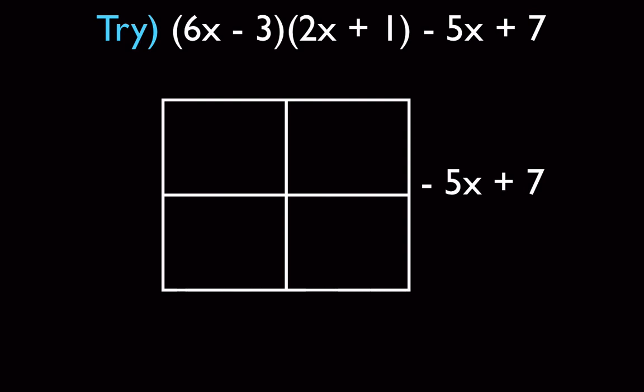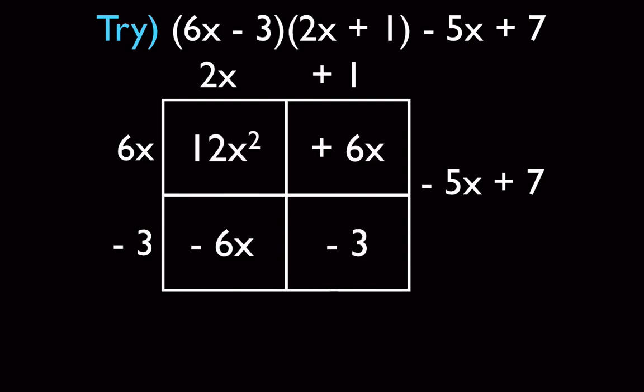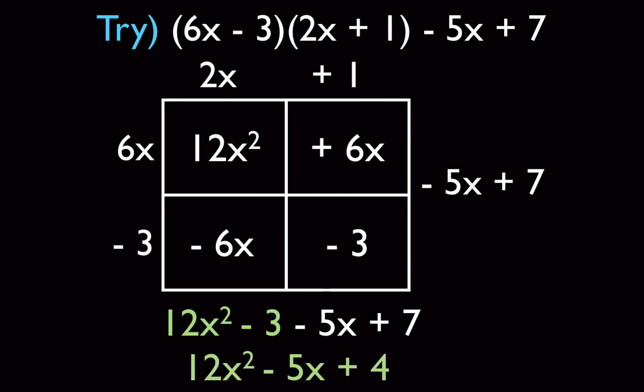So notice I use my Punnett square, and I'm going to go ahead and bring down and label the sides. What you'll notice right off the bat is I have a 6x and a negative 6x. Those are going to cancel out. So all I'm left with is 12x squared minus 3, and then my minus 5x and positive 7 that come down from above. When I combine that all up, I'm going to get the negative 5x, and the negative 3 and positive 7 come together to make a positive 4, 7 minus 3, and the 12x squared has nothing to combine.